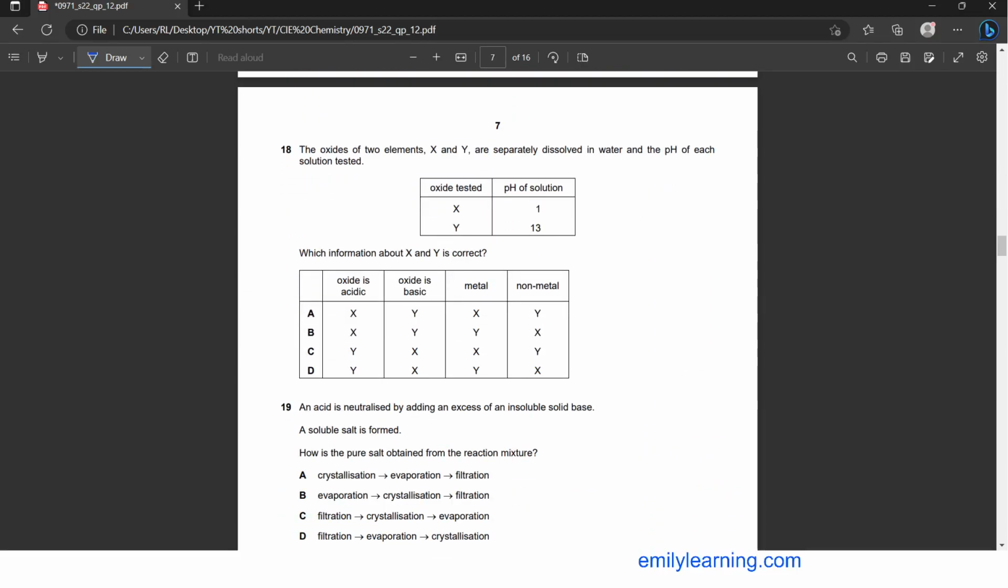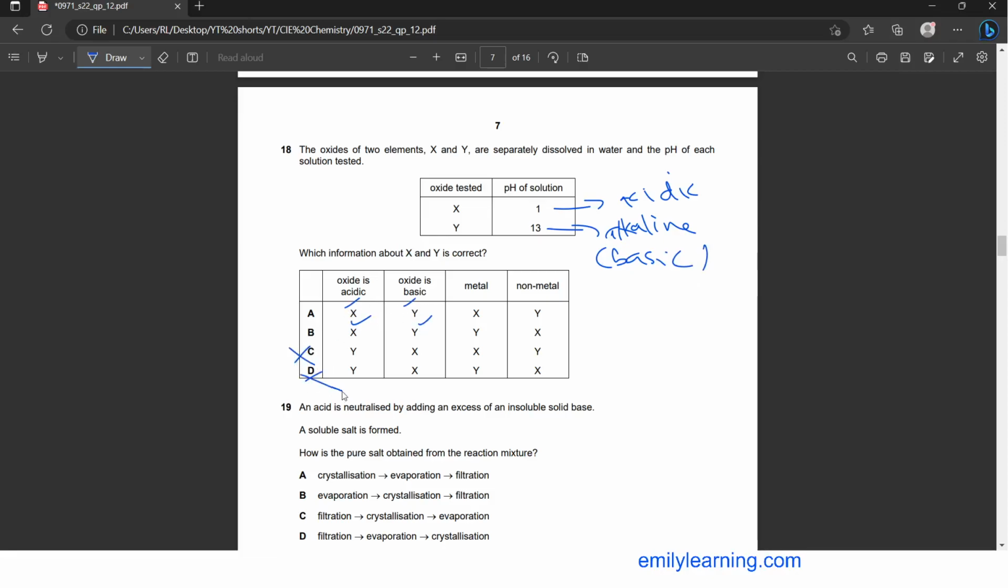Moving on to question 18, so you have oxides of two elements X and Y. They are separately dissolved in water and the pH of each solution is tested. So X has a pH of 1 when it dissolves in a solution, that means it's an acidic oxide. Y, when you dissolve in water, it has a high pH of 13, so it's an alkaline solution. So in other words, it's a basic oxide. So we know that Y is basic and X is acidic.